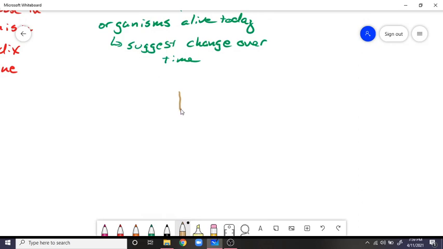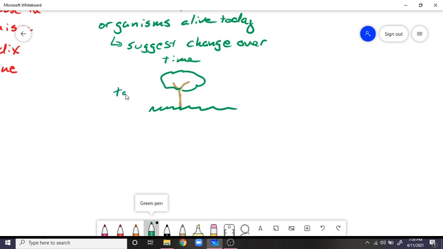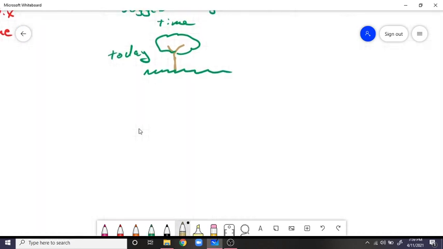So here is my today layer, which is on the surface. And as we begin to dig down through these layers, right at our surface, I'm going to see the modern mammals. So these are animals that are alive today.